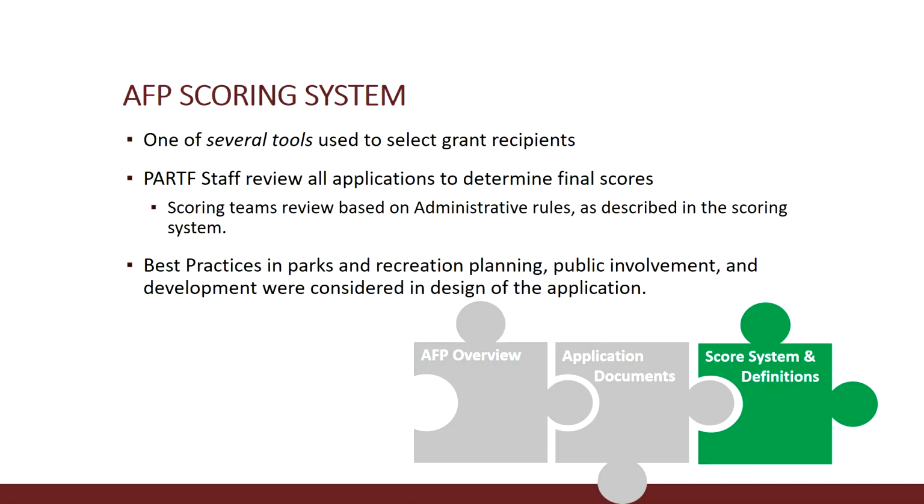So AFP again is through the North Carolina Parks and Recreation Trust Fund, and the scoring system is a little bit different. But keep in mind that this is one of several tools that the Park Authority uses to select grant recipients. The staff reviews all applications to determine the final scores. These teams review based on the administrative rules as described in the scoring system and the documents that you submit at the time of the application deadline.